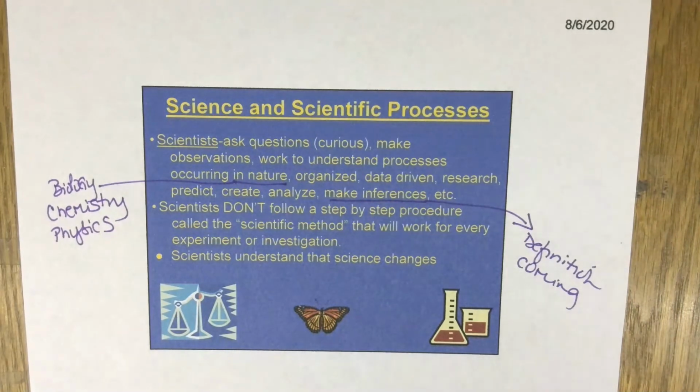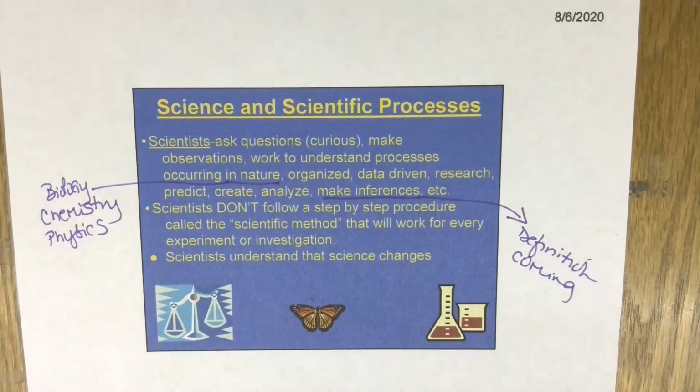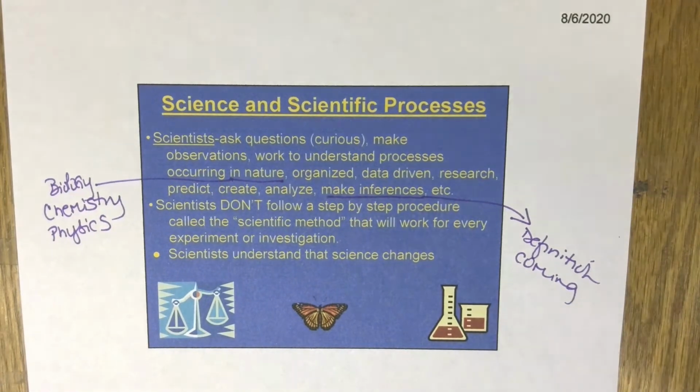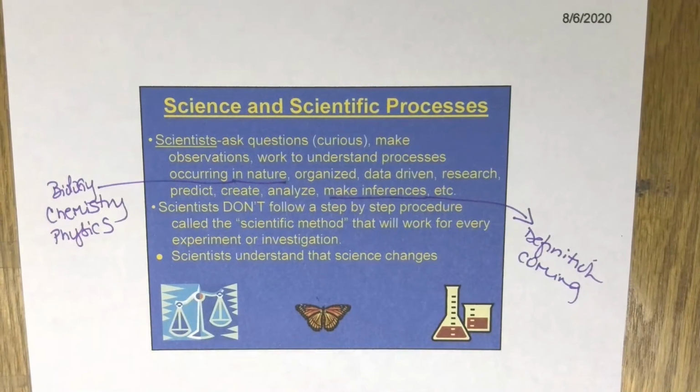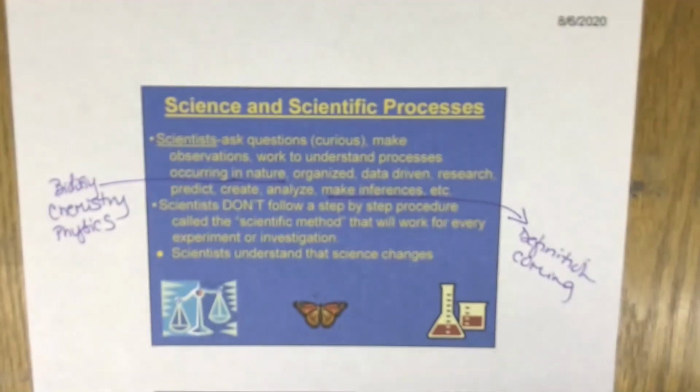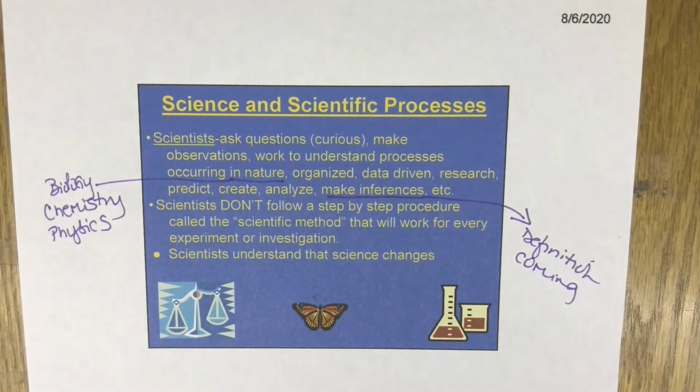So in science, we have to be organized to some extent. Some scientists are kind of a hot mess, but organization is important. Scientists tend to be very data-driven. Ooh, sorry, I just made that fuzzy, so let me refocus for a second. So doing research, predicting, creating, analyzing, making inferences. I've got the definition better written so that I can see it on the next slide, so that's why the definition is coming there.